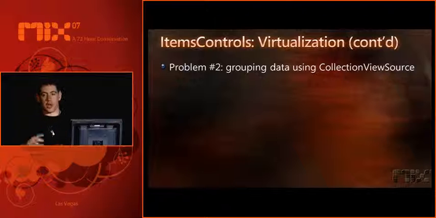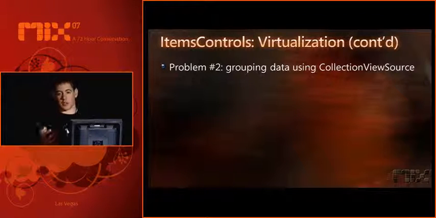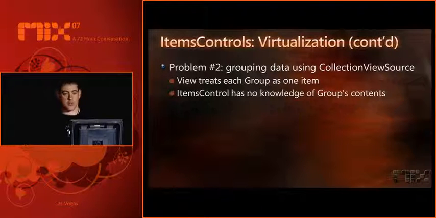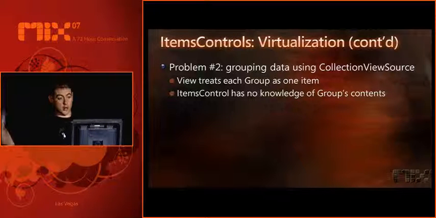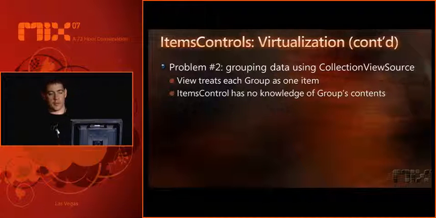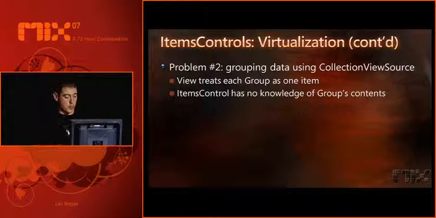The second problem is if you want to group data. You saw we had groups, and everybody wants to group their data or make it hierarchical or something like that. The problem is the view of the list box treats each group as a single item, and it knows nothing about the contents of that group. So it just goes, okay, group, here you go, make yourself. And the group goes, I'm 1 million lines long, and it goes, okay. And so then you're back to the problem of using too much memory. Your performance is going to degrade, etc.